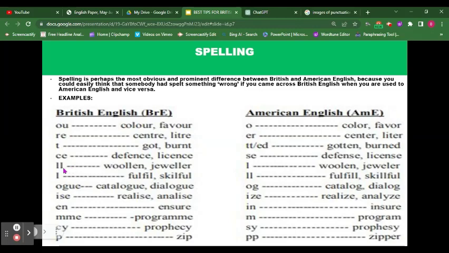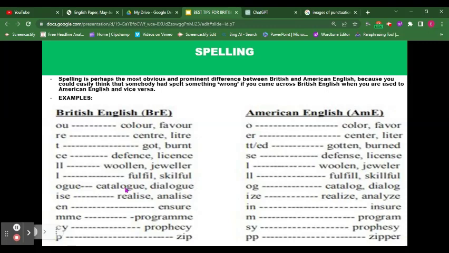Where you have double L in British English, as you have in woolen and jeweler, you have single L in American English, as you have in woolen and jeweler. Now, the reverse is the case where you have single L in British English, which is the final consonant. It is doubled in American English. You have the word fulfill and skillful, and you have single L in British English, but double L in American English.